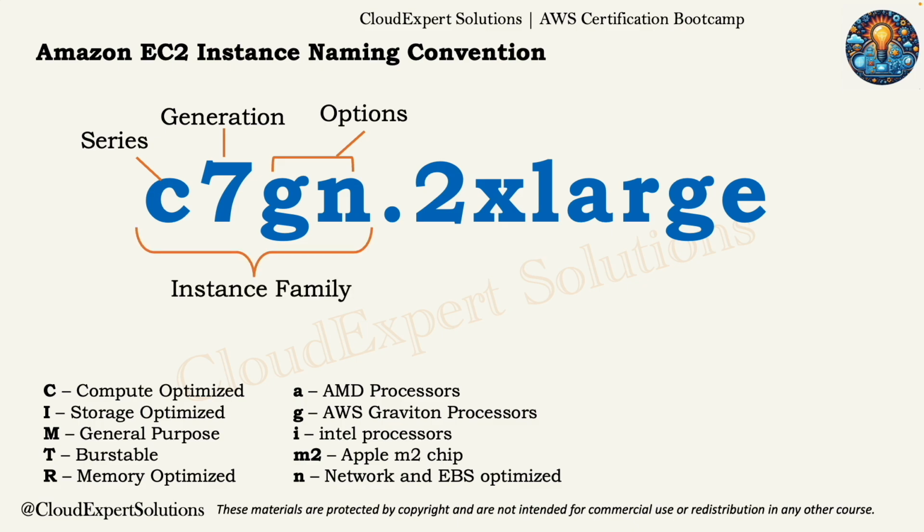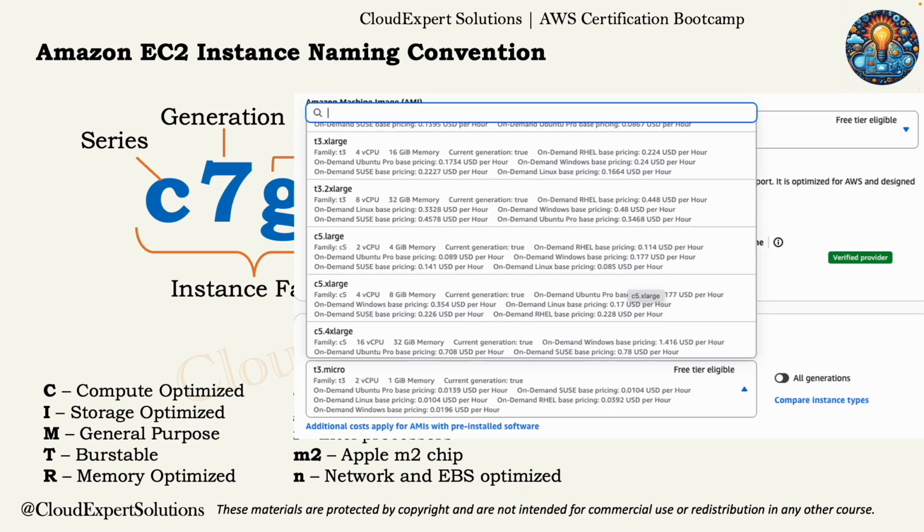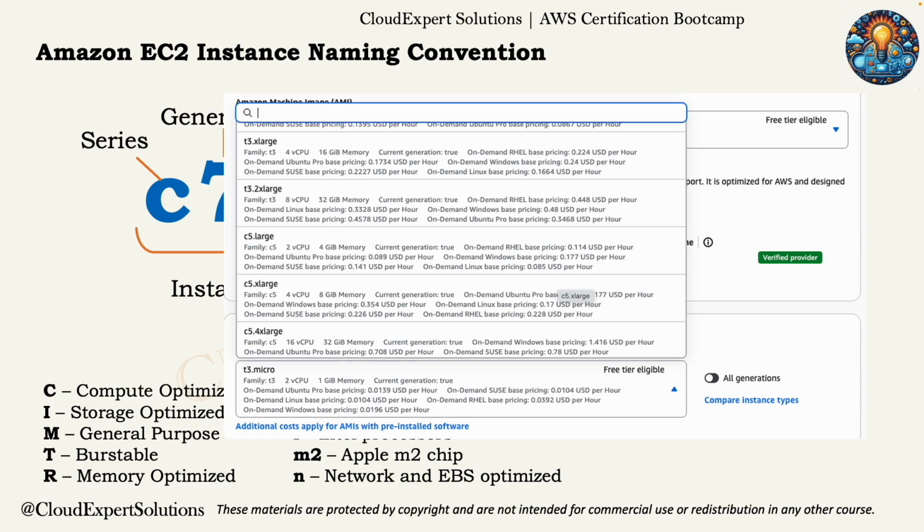Then the series, generation, and option combined make the instance family. After the dot, you can see another phrase, 2x large in our example. This represents the instance size. Based on the instance family, the size varies from micro, small, medium, large, extra large, 2x large, 4x large, even 8x large, 16x large. Different instance sizes come with different CPU and RAM or memory combinations.